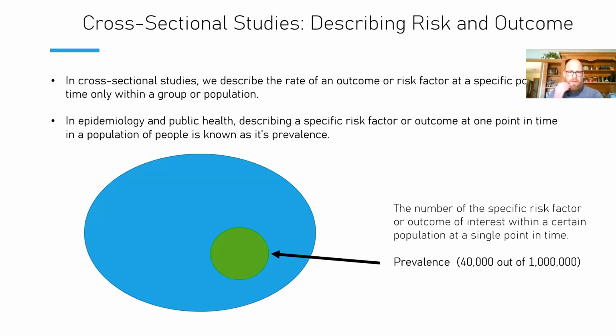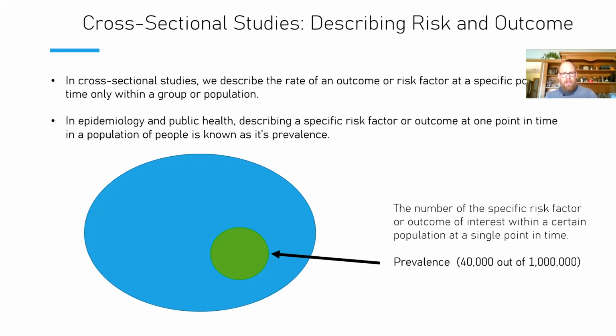All right, so here's the deal. What about, though, we've already talked about incidence. Okay, what about risk and outcome in cross-sectional studies? Okay, so ultimately what we're looking at here is, once again, the people that have the outcome or disease of interest within this group of people, right?